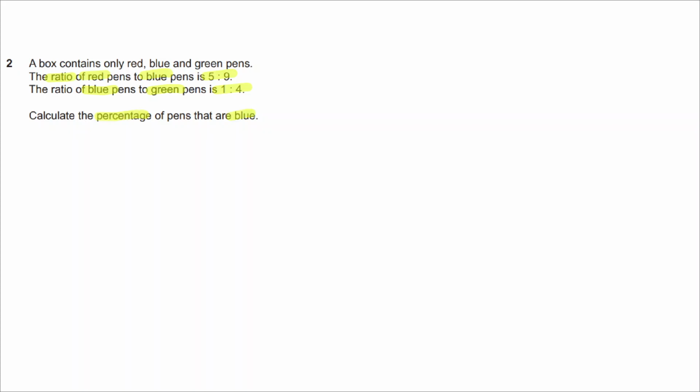Now, with ratio, write up what is going on. You've got red to blue pens, which are in the ratio 5 to 9, and you've got the ratio of blue to green pens, which are in the ratio 1 to 4.